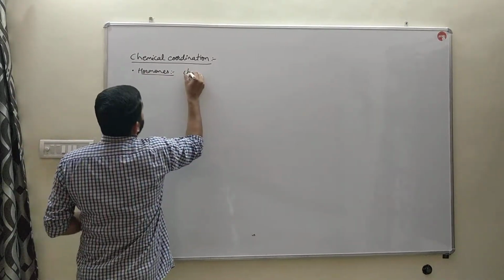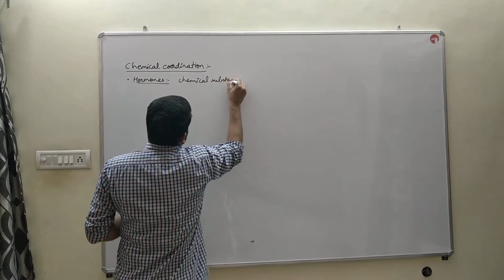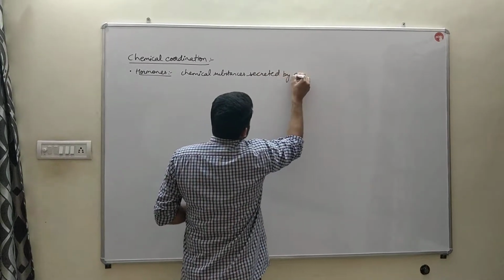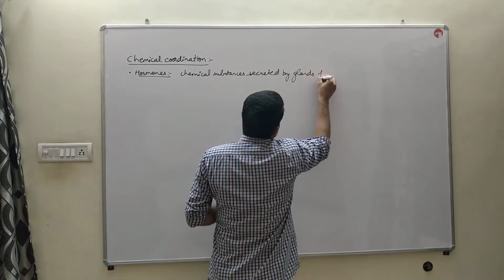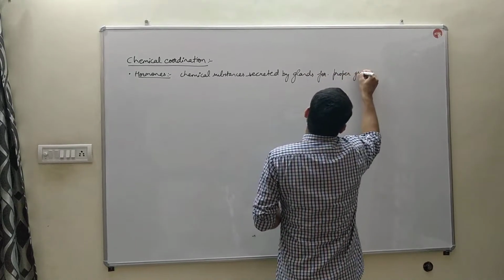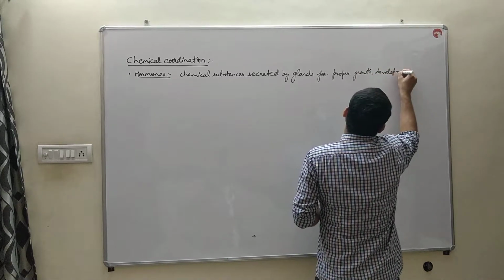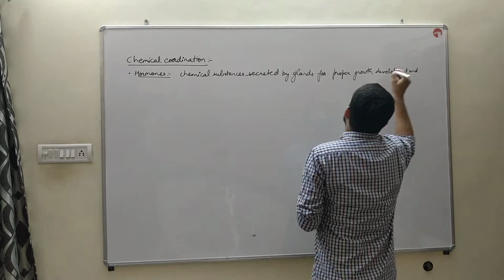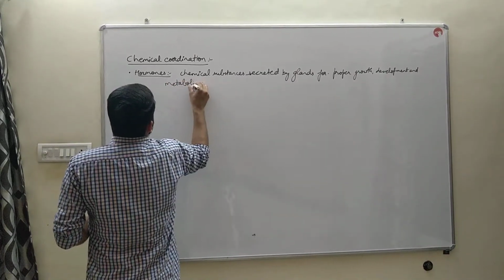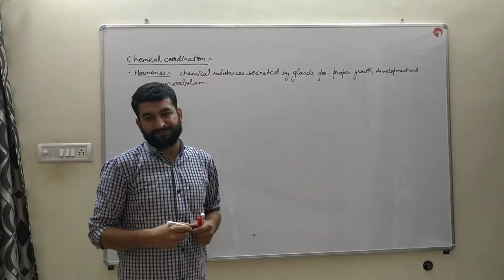Hormones are the chemical substances secreted by glands for proper growth, development and metabolism or metabolic activities. Those chemical substances are known as hormones.